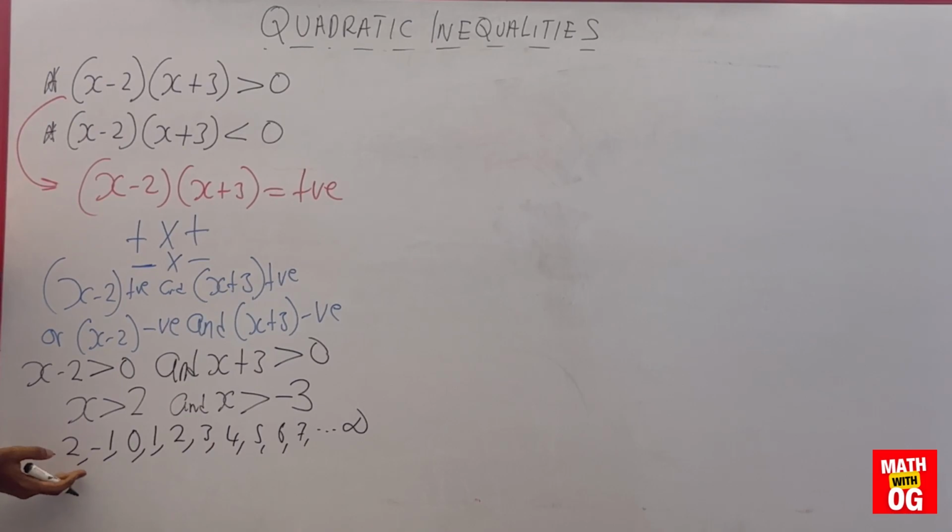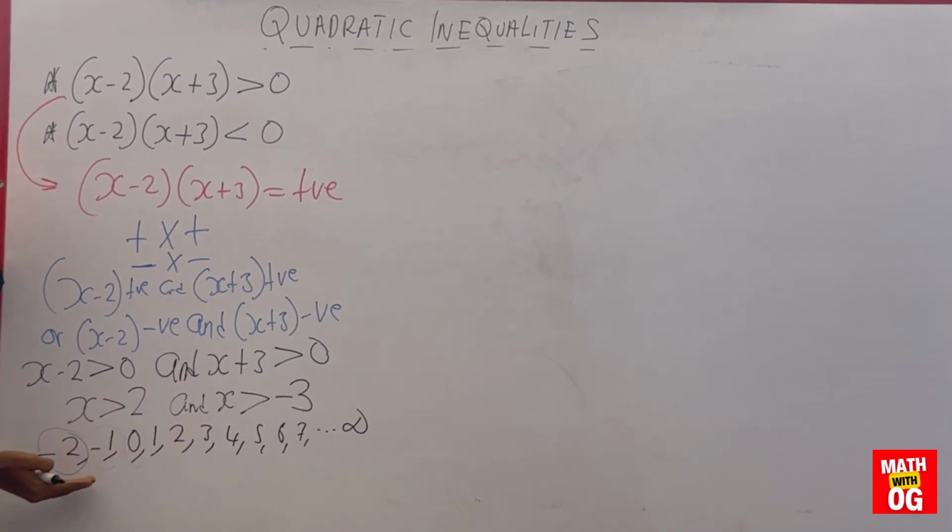Now you can see that I have listed the numbers that are greater than minus 3. At this point, s is greater than minus 3. Very correct, but s is not greater than 2. At this point, s is greater than minus 3, but s is not greater than 2.